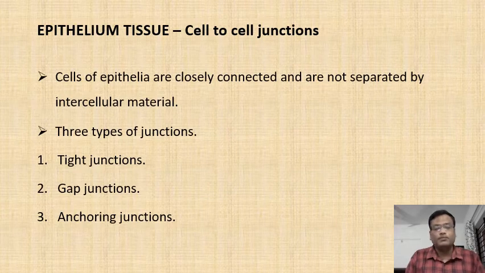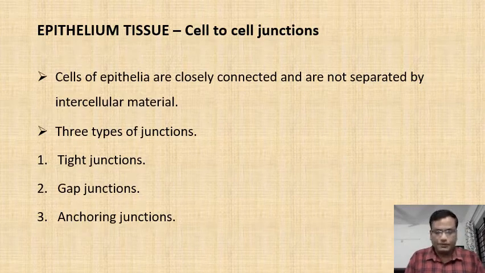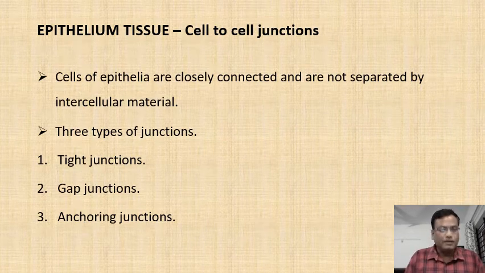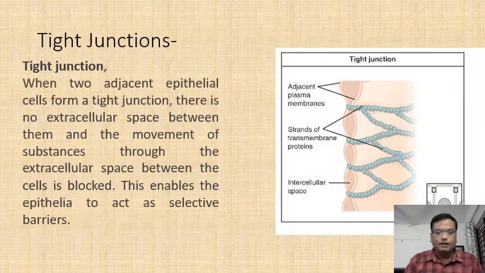So therefore, the junctions exist between the neighboring cells, and we find three types of junctions. They are tight junctions, gap junctions, and anchoring junctions. So these three types of junctions we can expect in the epithelial tissue. Now let us study what are those different kinds of junctions that exist between the cells.